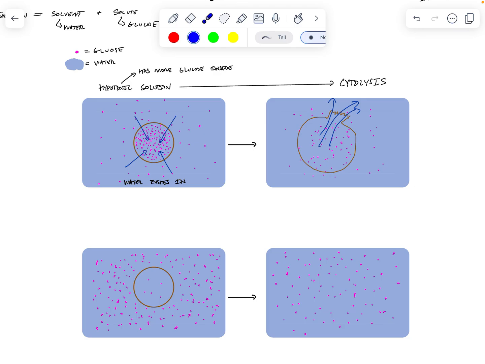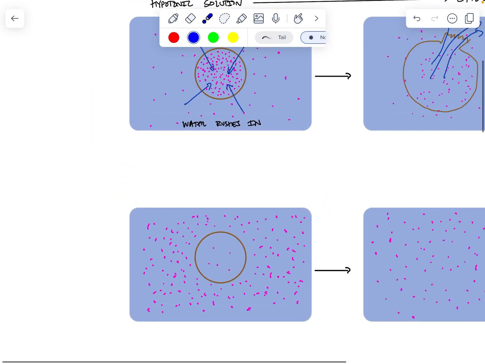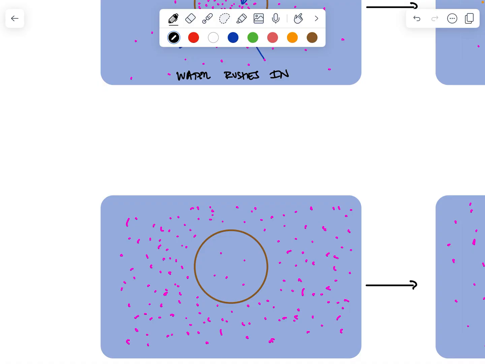Here is the opposite situation. Here we have more glucose outside of the cell than inside of the cell. This is called a hypertonic solution.